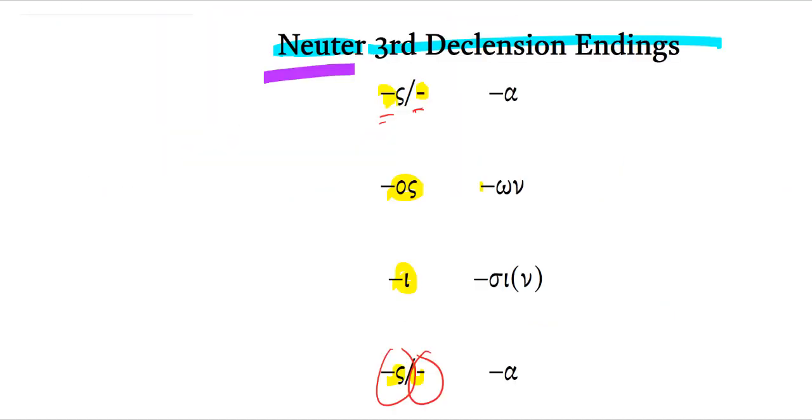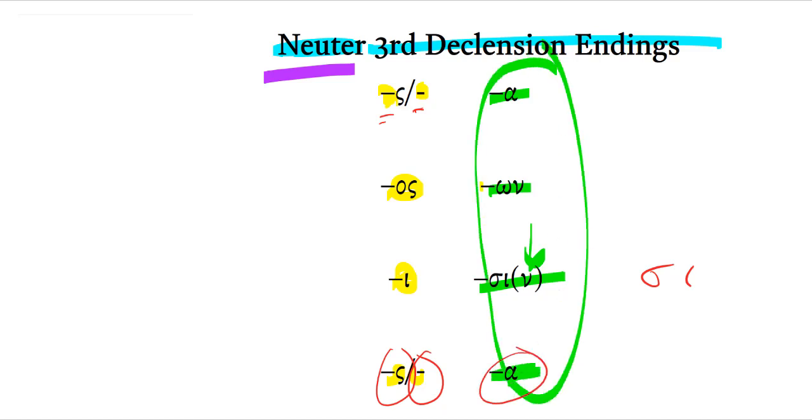And then here in the plural, our possible endings are alpha, own, sin, that is a movable nu. It may many times appear just as that, and then an alpha. So the plural endings for the neuter third declension and the singular endings for the neuter third declension.